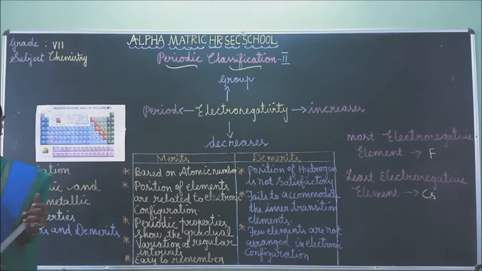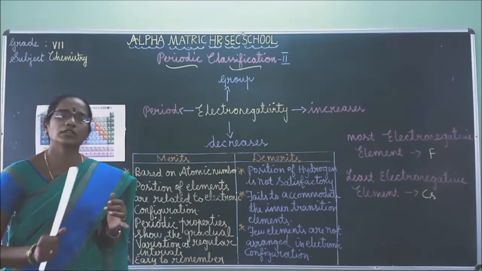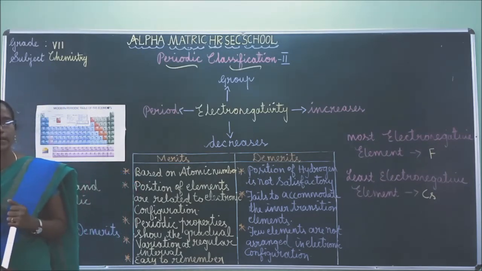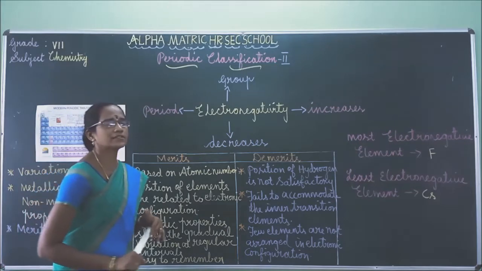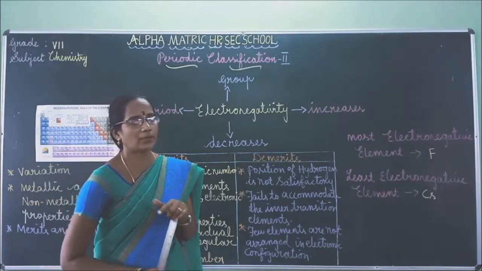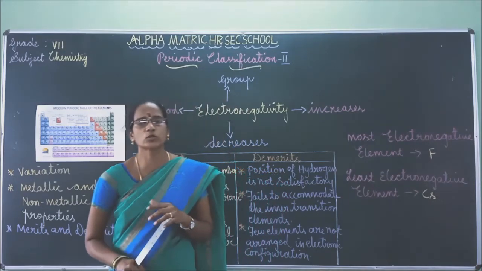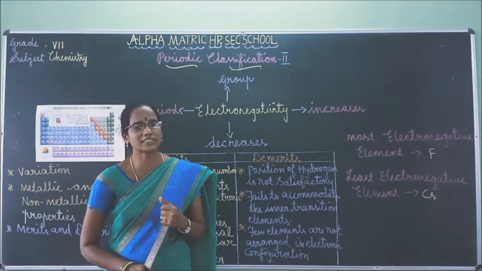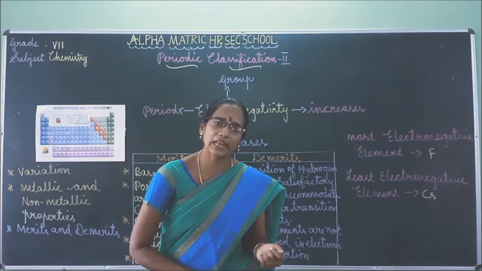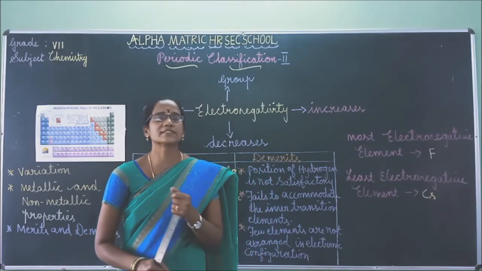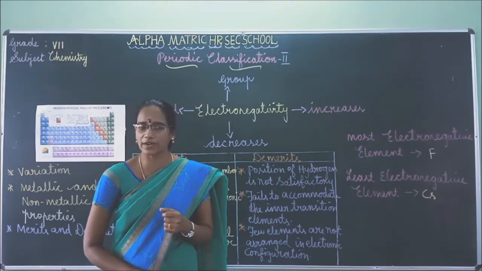Here you should know two things about the metallic character as well as non-metallic character. Generally, metals are electropositive elements. Here, these atoms tend to lose electrons to form cation, that is positive ion. Example, Li+, Na+, K+. These are positive ions.